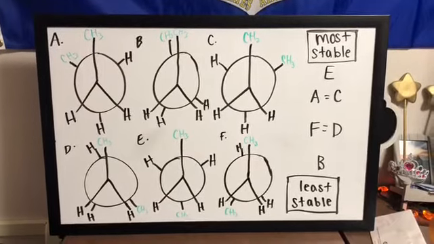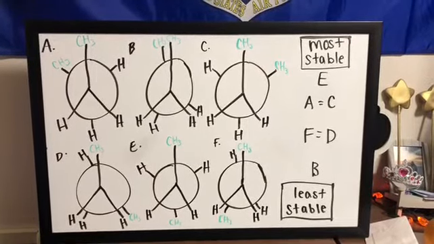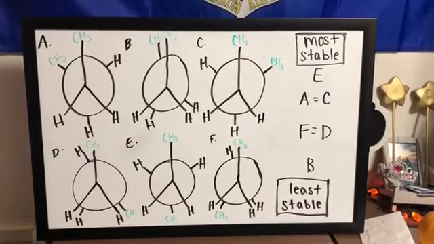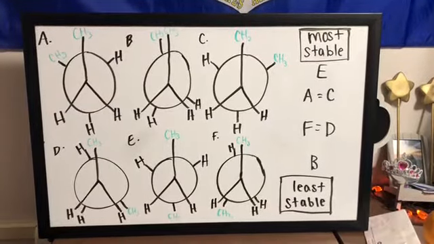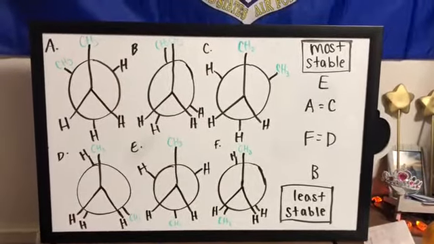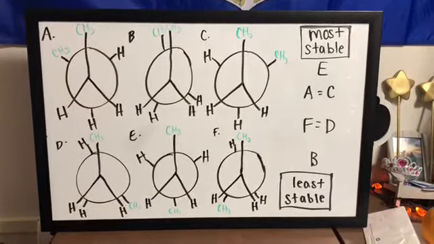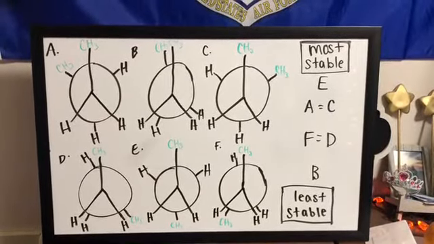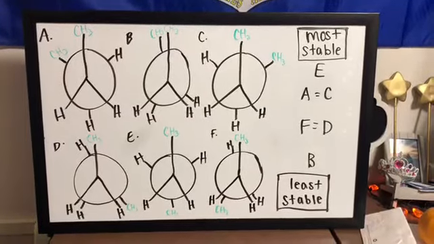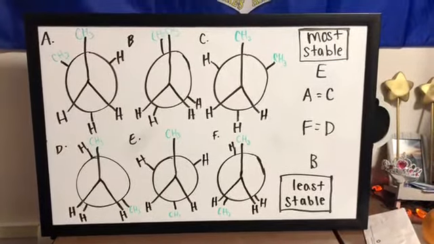A and C are both equal because the CH3s are equidistant in both of those, and those are the next most stable because they're also staggered and they're not super close to each other, so they're pretty stable too. F and D are also equal when it comes to stability because they're exactly the same. The CH3 is just located on the left rather than the right in each one. B is the least stable, which is because the two CH3s are right behind and in front of each other, and that is not very stable at all. We're going to use this stability chart to make our potential energy graph.